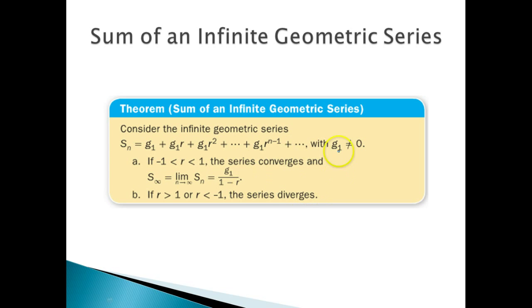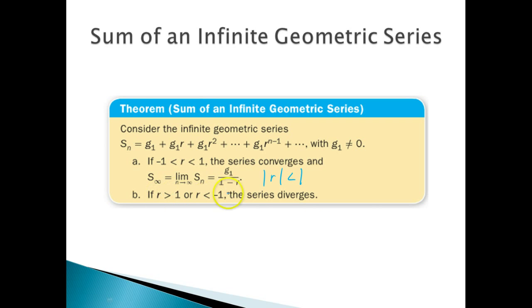We keep adding those together as long as g1 is not 0. If g1 is 0, then we're all 0. It's not very interesting. If we have r between negative 1 and 1, another way of saying that is absolute r is less than 1, then it converges. And the limit is g1 over 1 minus r, which we just proved.